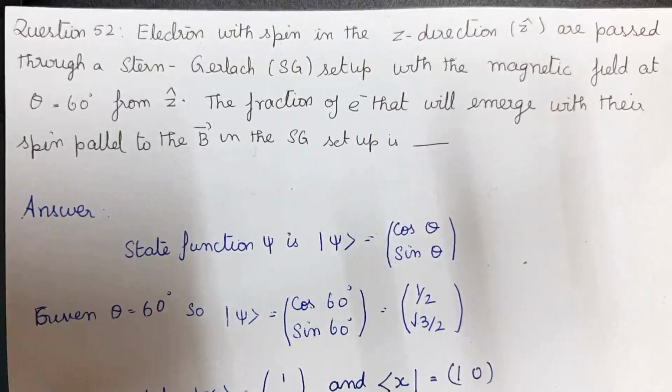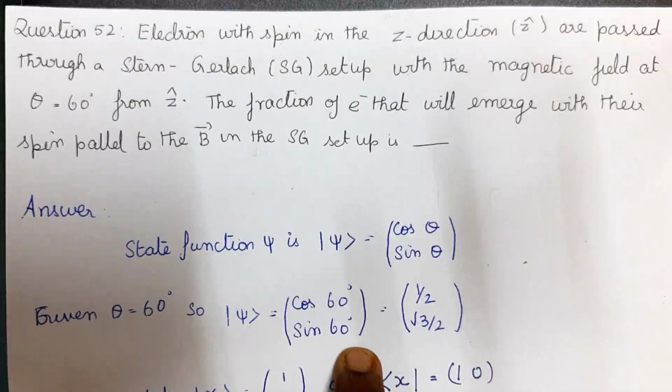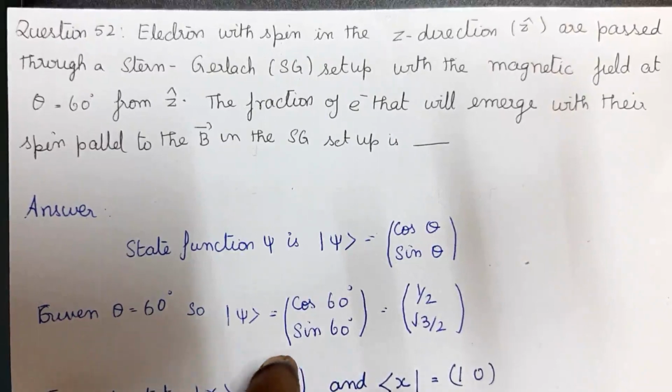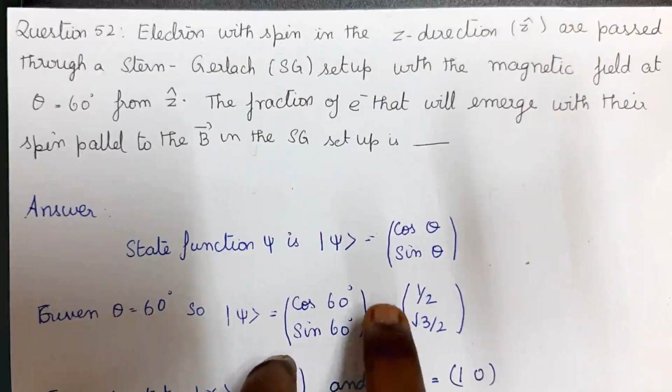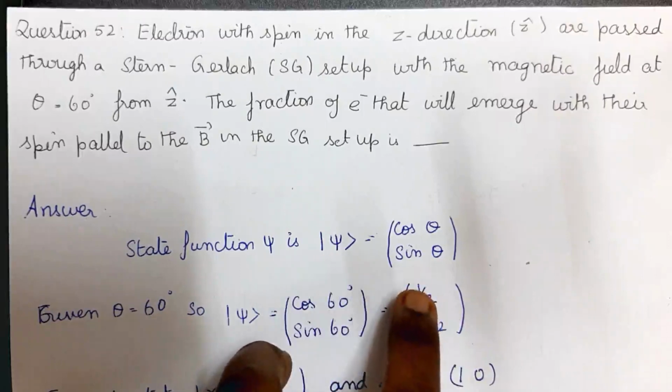Question: Electrons with spin in the z direction are passed through a Stern-Gerlach setup with a magnetic field at theta equal to 60 degrees from z cap. The fraction of electrons that will emerge with their spin parallel to the magnetic field in the experimental setup is dash. So, in the question, they have sent an electron with a spin in the z direction through an SG experiment.